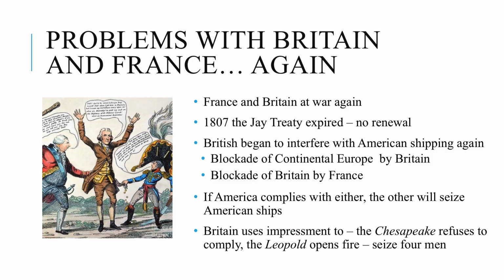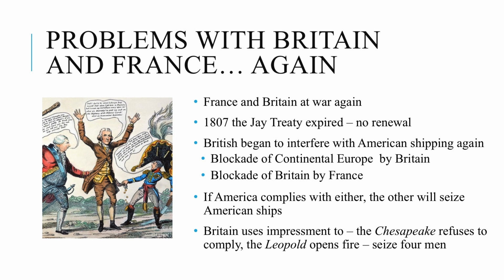The Jefferson administration also had to contend with issues between Britain and France again. France and Britain were again at war during this period, and in 1807 the Jay Treaty expired and the United States was unable to get a reasonable renewal. The British began to interfere again with American shipping. There was a blockade of continental Europe by Britain. Napoleon then instituted a blockade of Britain by France. If America complied with either one of these blockades, then the other would begin seizing American ships.